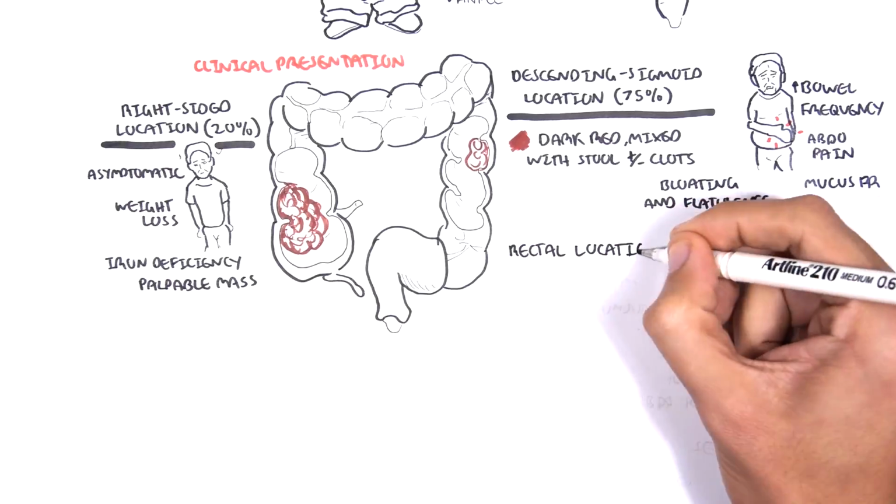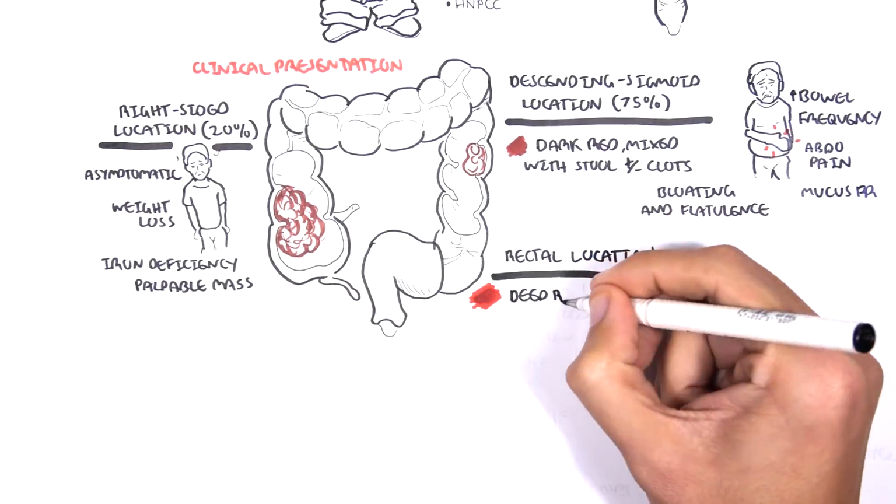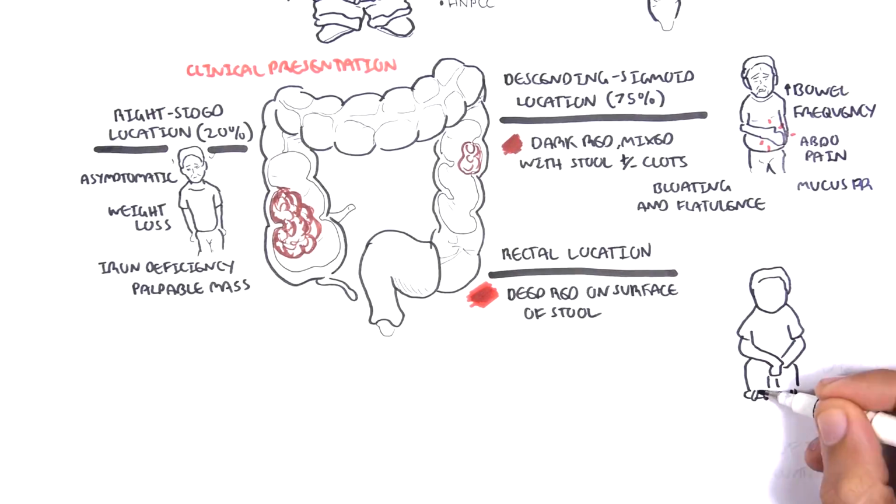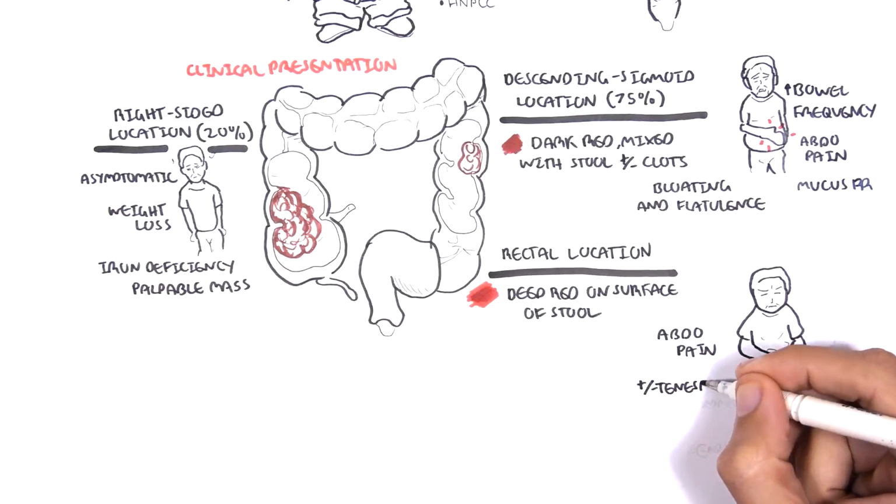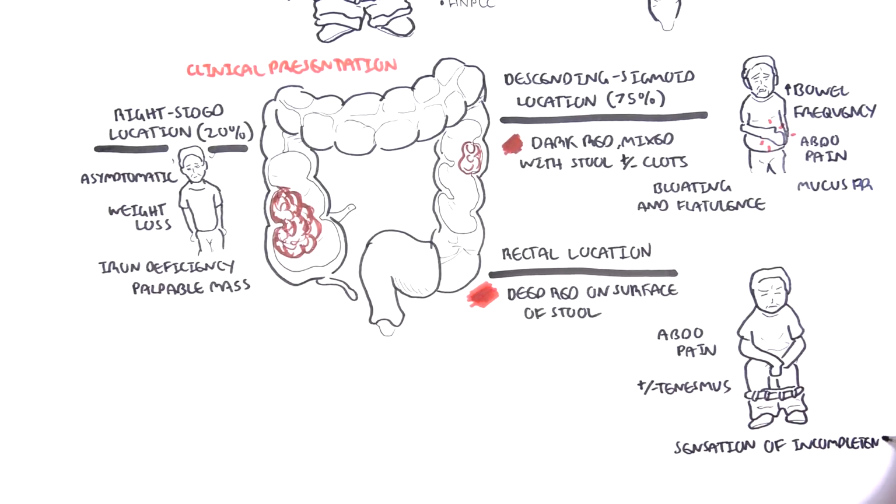Tumors occurring in the rectal regions can present with deep red blood on the surface of the stool. People can also have abdominal pain, plus minus tenesmus. You can imagine a growth in the rectum would cause a sensation of incomplete evacuation.